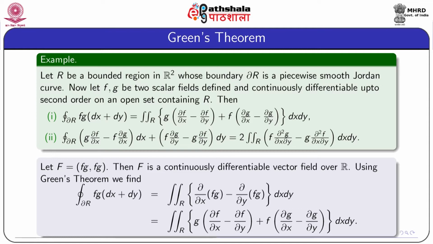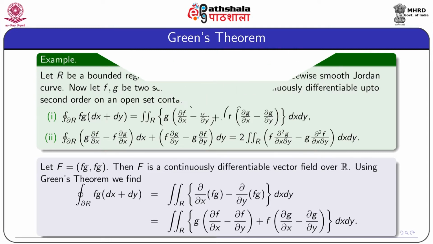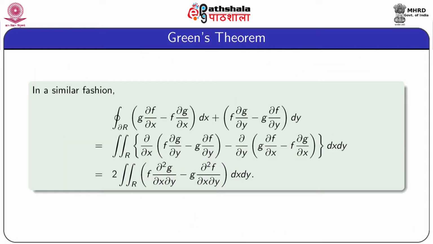So, in the left hand side, if we compare with the term M dx plus N dy, we can check both M and N are equal to f g. So, writing this, we can get the desired result. The case is similar for the second one, which we have shown in this slide. So, we have proved the results.